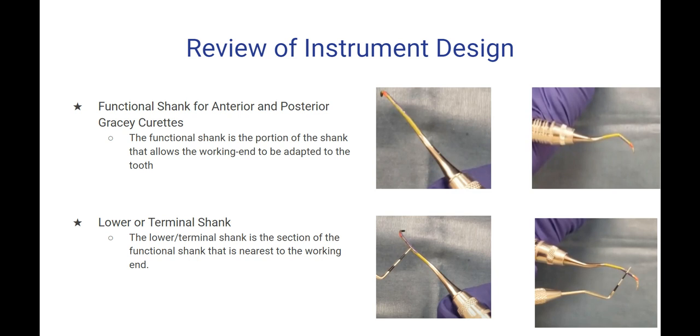The lower or terminal shank. The lower or terminal shank is the section of the functional shank that is nearest the working end. The lower shank is colored in purple on the bottom two photos. The probe is positioned on the lower or terminal shank on both of the anterior and posterior Gracey curettes in the photos. It is important to be able to identify the lower shank, as the lower shank is kept parallel to the tooth surface you are working on to maintain proper angulation. This is a very important visual cue.